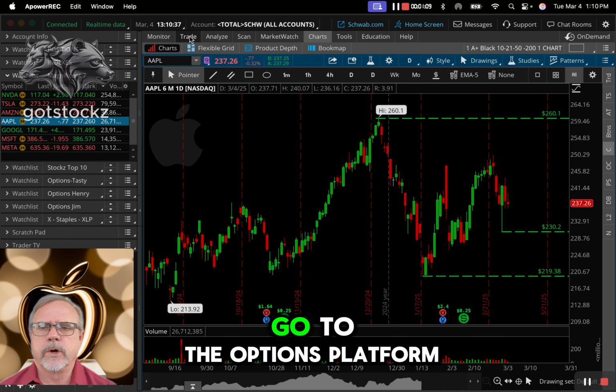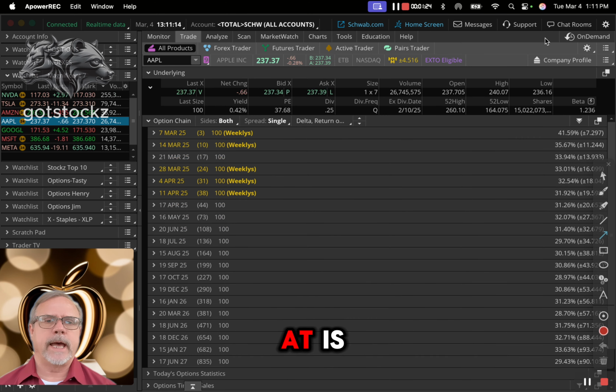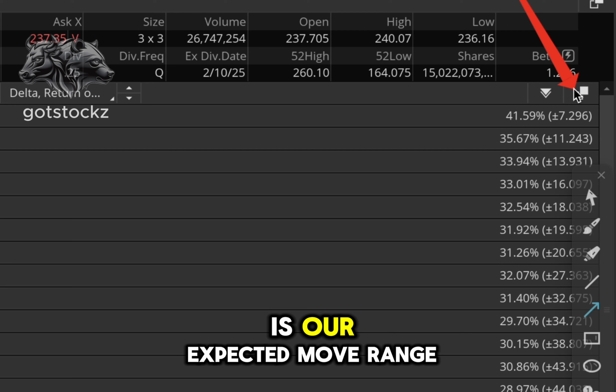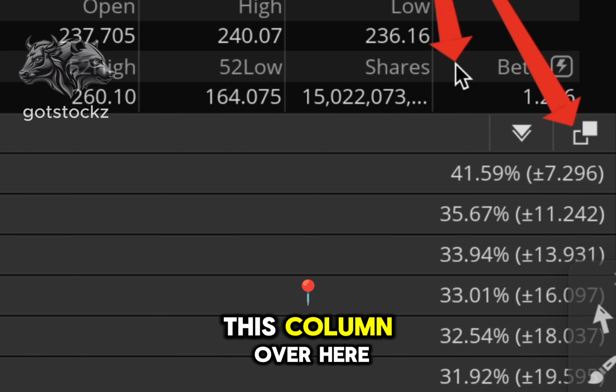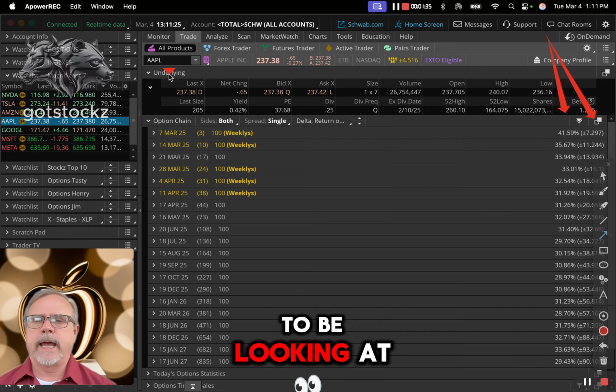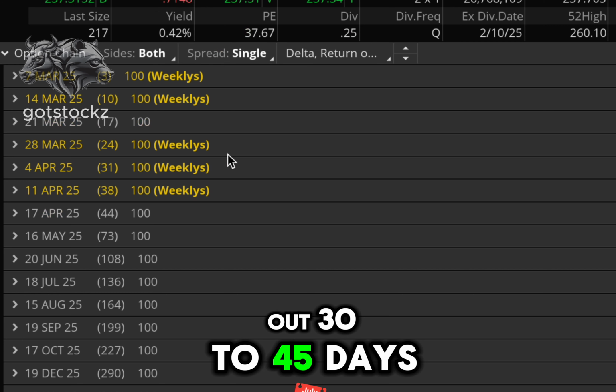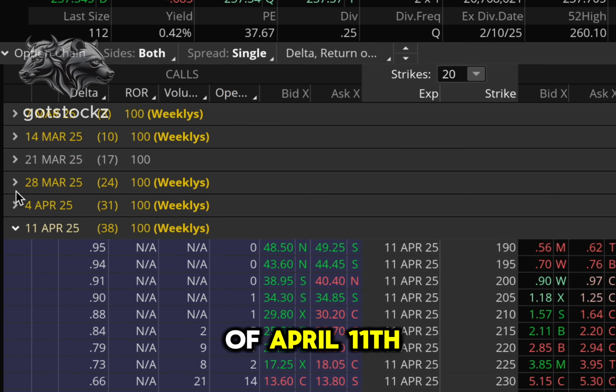We are going to go to the options platform. The first thing that we want to look at is this column over here, our expected move range. This column over here is our implied volatility. We are also going to be looking at our expiration of contract. What we want to do is go out 30 to 45 days. So let's pick a date of April 11th.